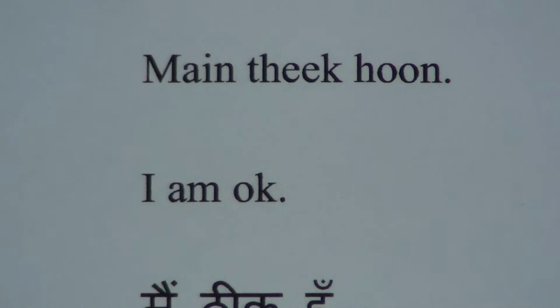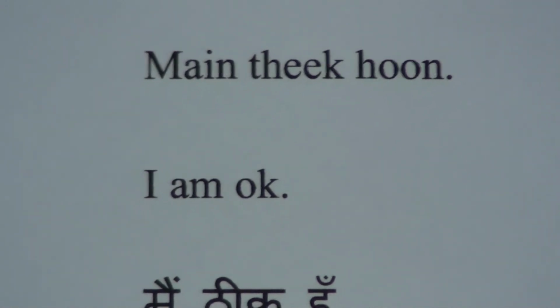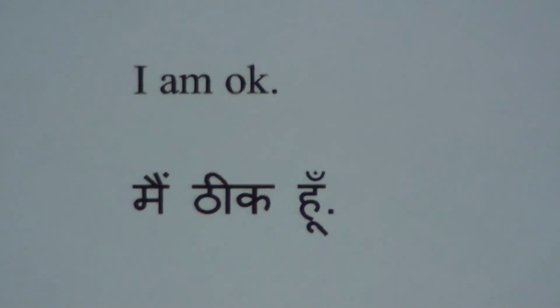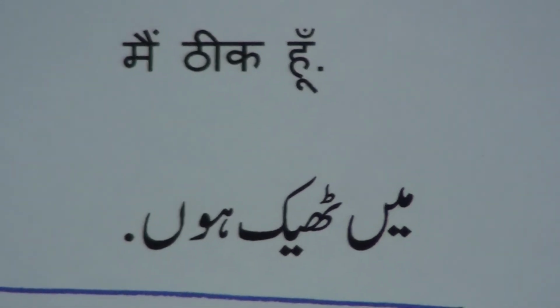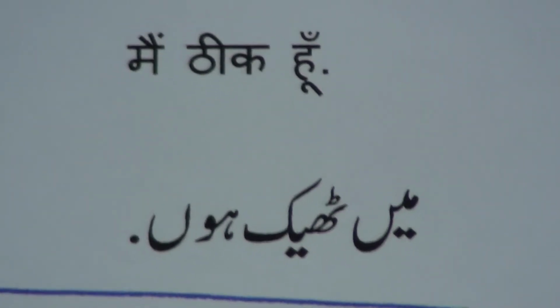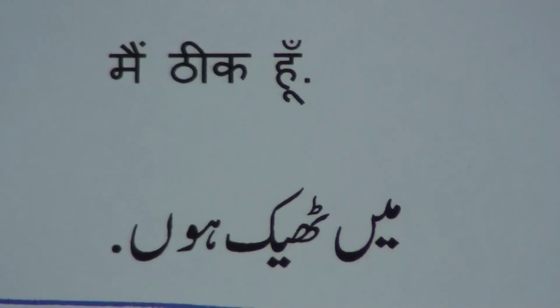ठीक means well, okay. And हूँ is the verb form. मैं ठीक हूँ. I am okay. Here, मैं ठीक हूँ is written in Hindi and Urdu.